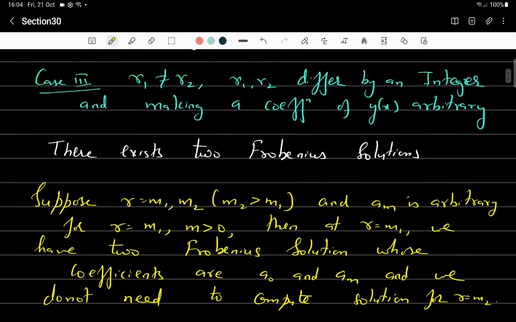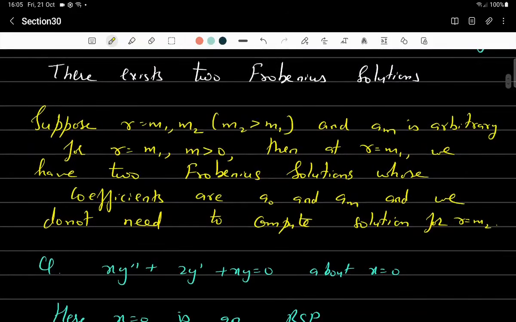Let us say there are two roots m1 and m2, where m1 is the smaller root, and there is one coefficient a m which becomes arbitrary for r equal to m1. Arbitrary means we cannot find its value. a naught is arbitrary, but other than a naught, if for that value of r we cannot find a m, then there exist two Frobenius series solutions. But this is important: the two Frobenius series solutions have coefficients a naught and a m. It means we get both solutions for r equal to m1 only. We don't have to compute the solutions for r equal to m2. It would be more clear once you see this example.